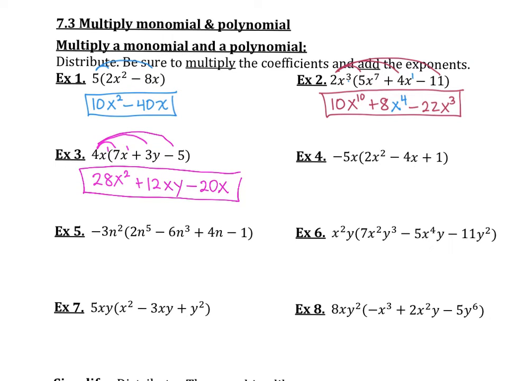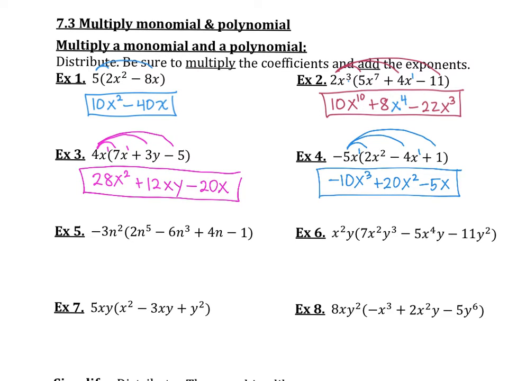Okay, next one, let's try to distribute. Negative 5 times 2 is negative 10. X to the 1 plus 2 gives me x to the third. Okay, negative 5 times minus 4 makes this positive. 5 times 4 is 20. X to the 1 plus another 1, 2. And then negative 5 times 1 is negative 5, and I'll just keep the x on it that I distributed. None of them are like terms. Done.